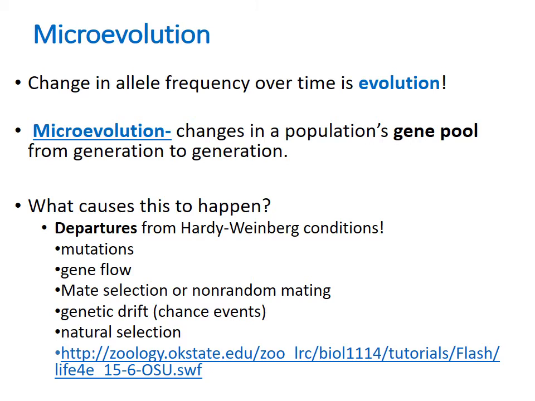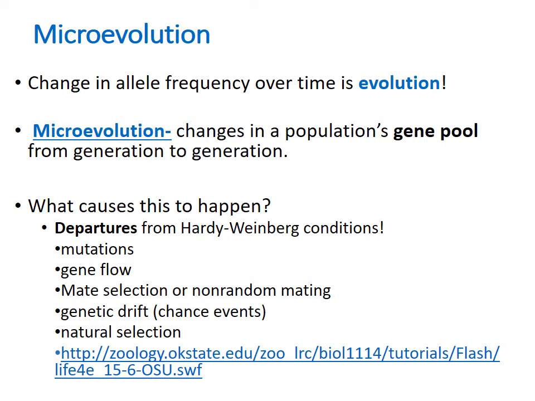So mutations, do mutations occur? Absolutely. Gene flow, does gene flow occur? Absolutely. Critters enter and leave populations, or gametes enter and leave populations all the time. So mate selection or non-random mating, that absolutely happens. Genetic drift, meaning chance events. Do chance events happen? Yeah. Floods happen. Catastrophic fires happen, right? Mudslides happen. Chance events occur. And then also natural selection, which we'll talk about a bit more coming up here.